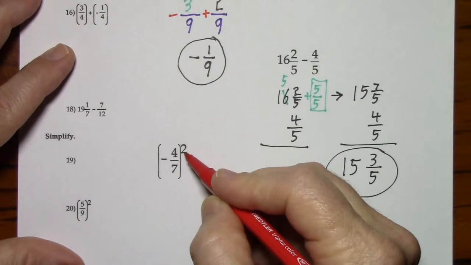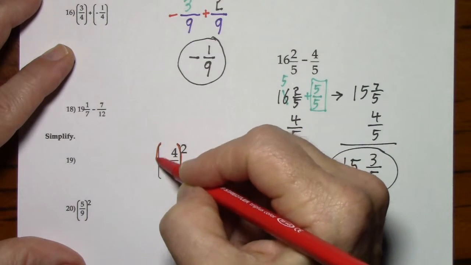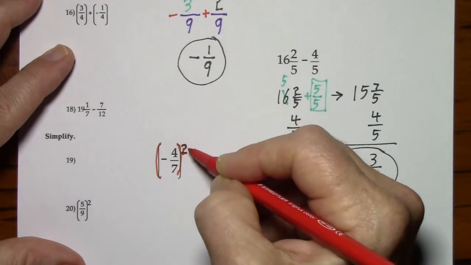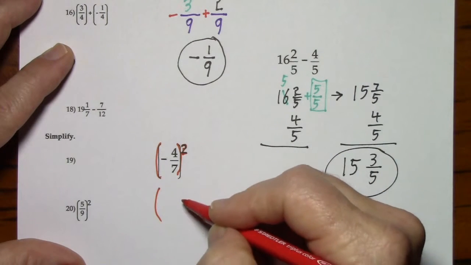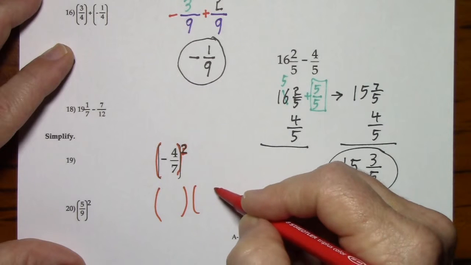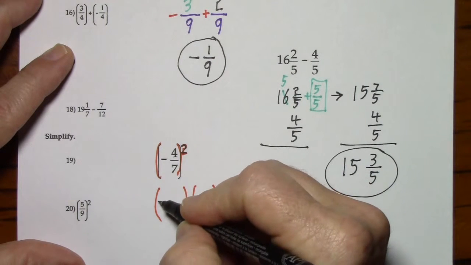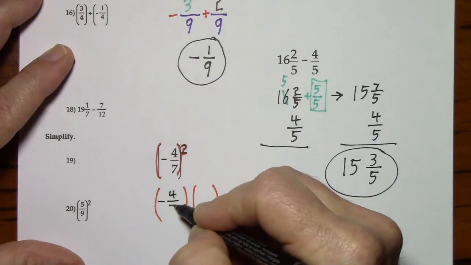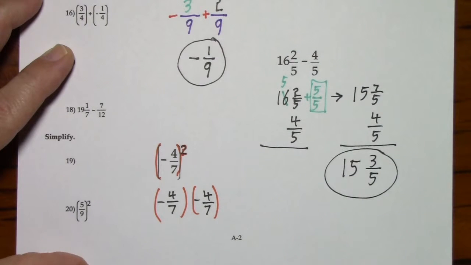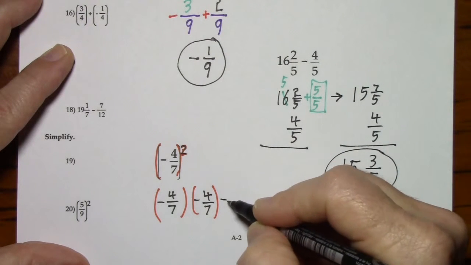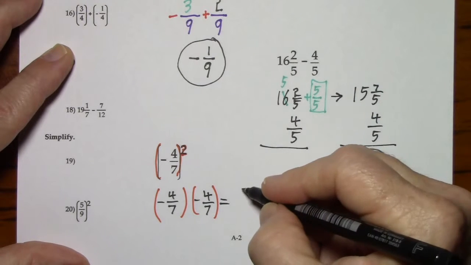The exponent applies to the first thing it touches, which is these parentheses. So the 2 applies to the parentheses. That means we have 2 sets of parentheses, and each set of parentheses has a negative 4/7. When you multiply fractions, you go straight across. Negative times negative is positive.